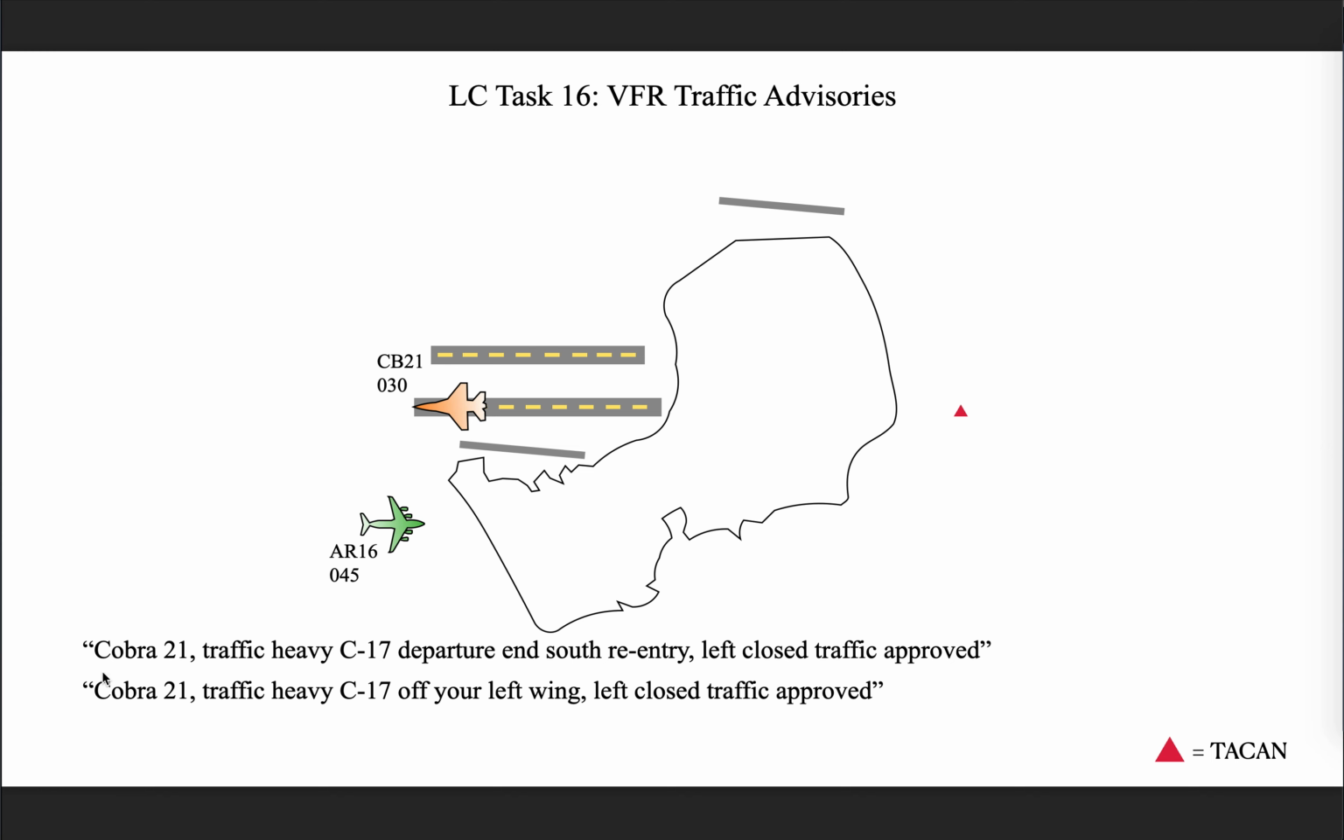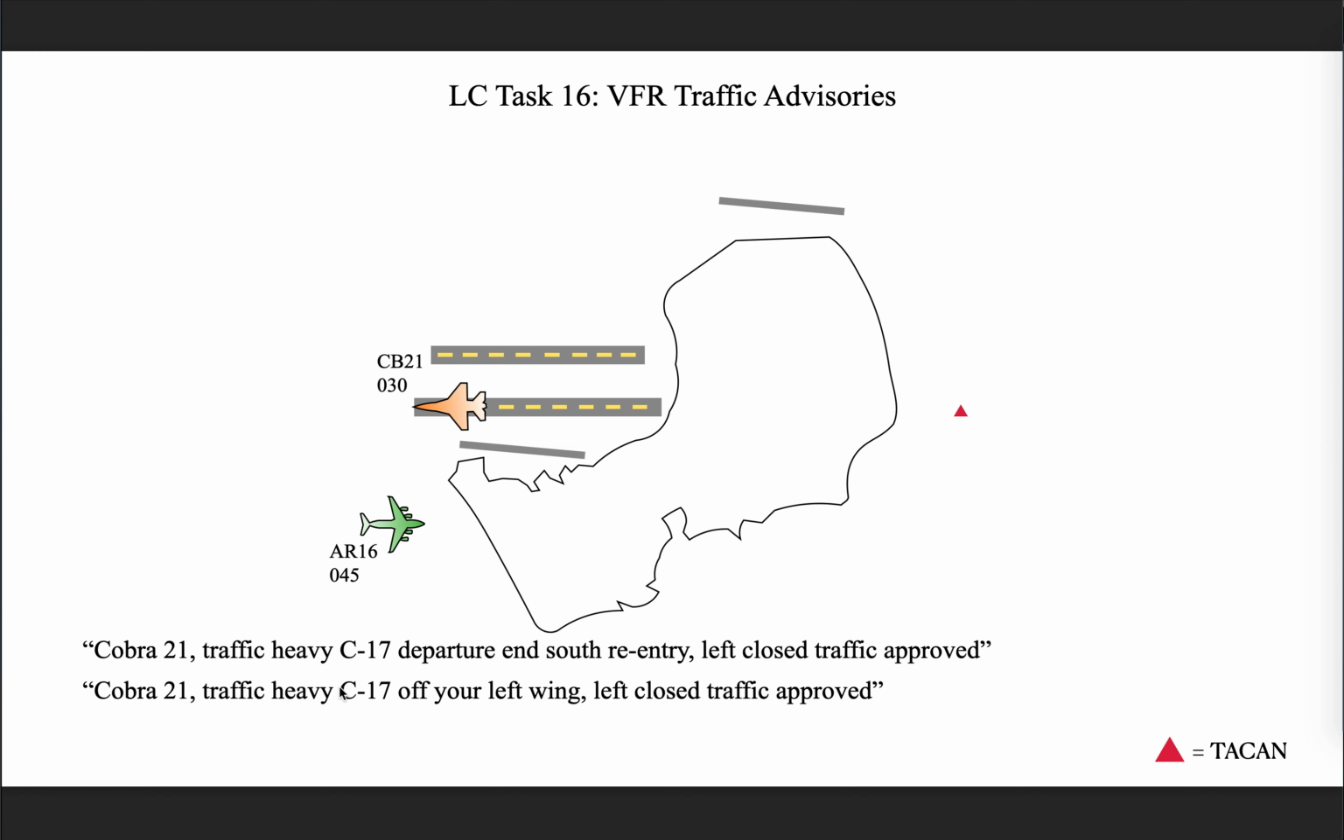The next call you would make immediately would be Cobra 2-1, traffic Heavy C-17, or additional traffic you can make, if you don't want to say their position in relation to the pattern. So, the Heavy C-17 is abeam the departure end for a south reentry. If you don't want to use that call, you can be a little less specific, just general enough for the aircraft to look in that direction. That traffic advisory would be Cobra 2-1, traffic Heavy C-17 off your left wing, left close traffic approved. Either one is okay. Either one works.